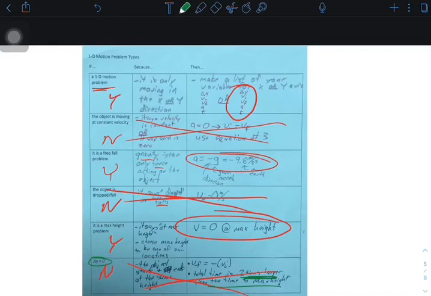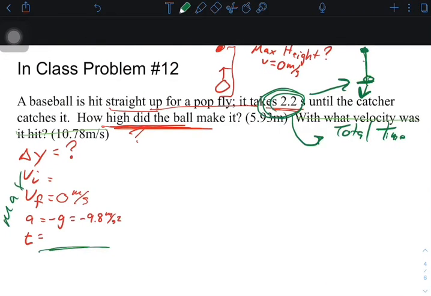The total time in the air is twice that of the max height. So because this is the total time, we can take our total time of 2.2, and if we divide it in half, this is 1.1 seconds. This is T2, max height. This is my time for my max height column. Because it goes up and comes back down, this part is a delta y problem.